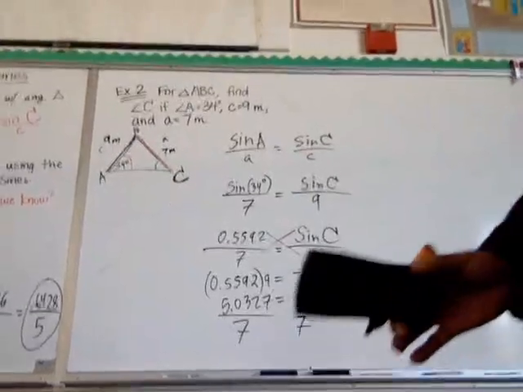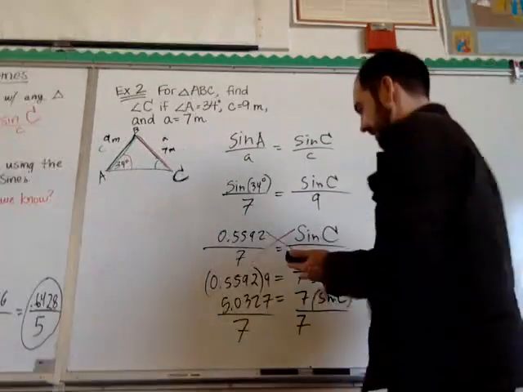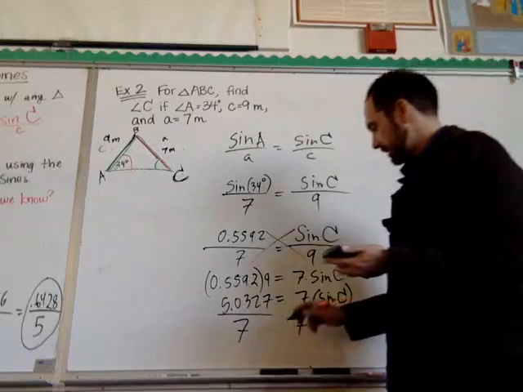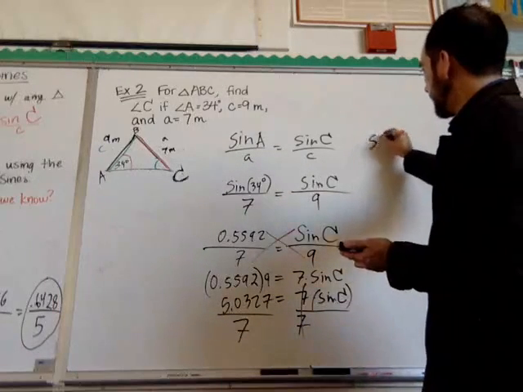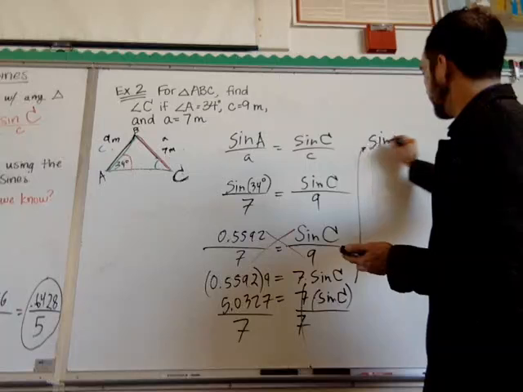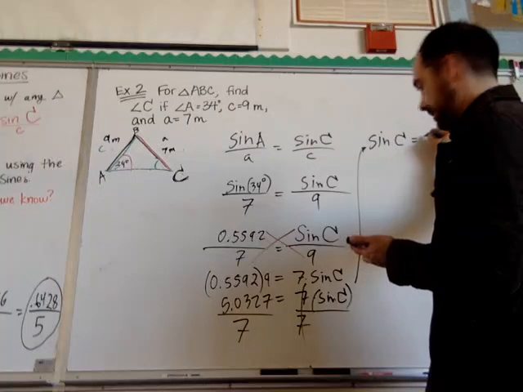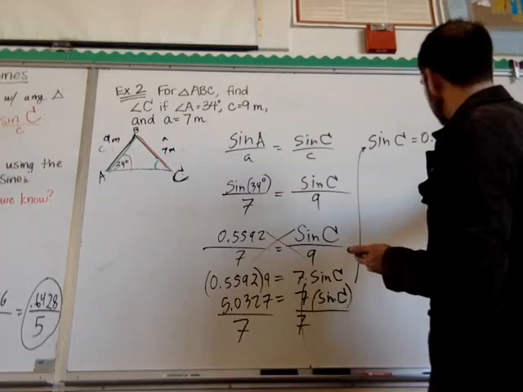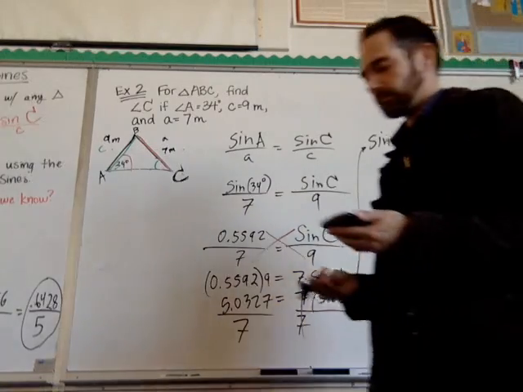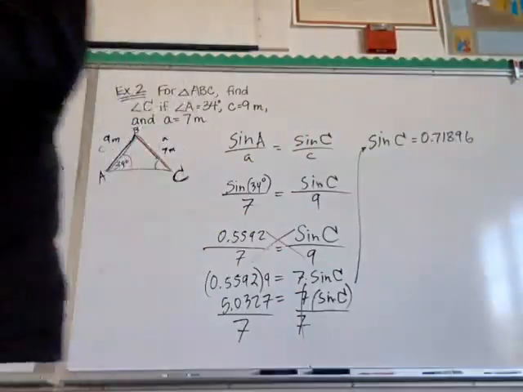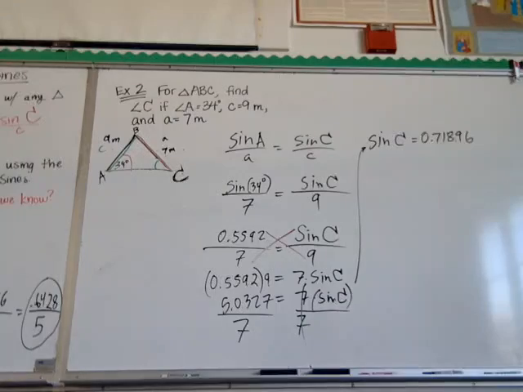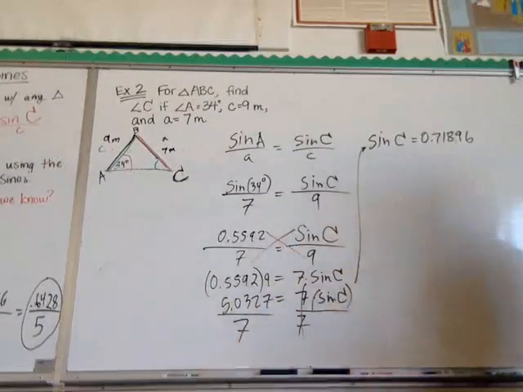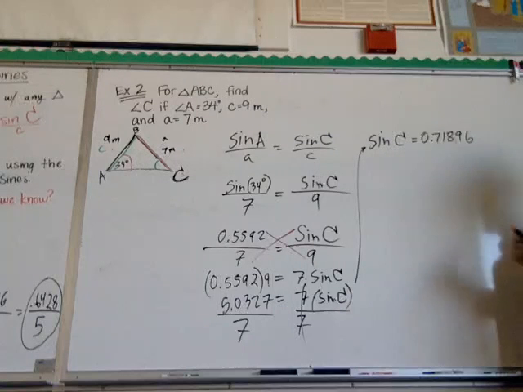Okay, wrapping it up. We have 5.0327 divided by 7. So we cross that out over here, and we get the sine of C is equal to 0.71896. I'm going to go ahead and put that many digits. The minimum is 4 decimal places. If you see that rounding would get rid of a lot, then don't round and just bring it a little bit further. You're just looking for accuracy.